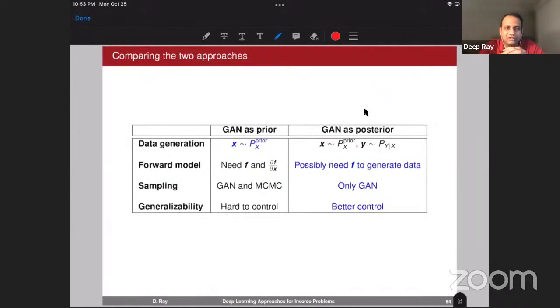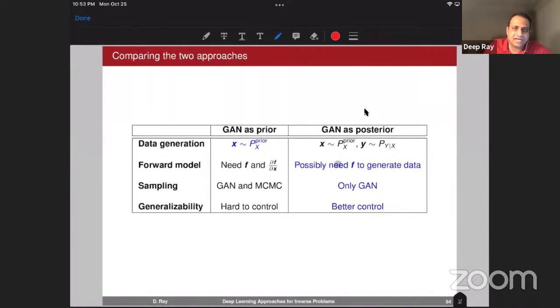Then you talk about the forward model and where it's used. For GAN as a prior, you need both F and the derivative of F with respect to its input in the MC sampler, because we are using a Hamiltonian Monte Carlo sampler, and that needs derivatives of the forward map as well. This essentially means we need to use automatic differentiation of a PDE solver, and that's a nightmare to do and couple with training algorithms. But in GAN as a posterior, once you've created your data set offline, you do not need F anymore. So in this case, GAN as a posterior is a winner.